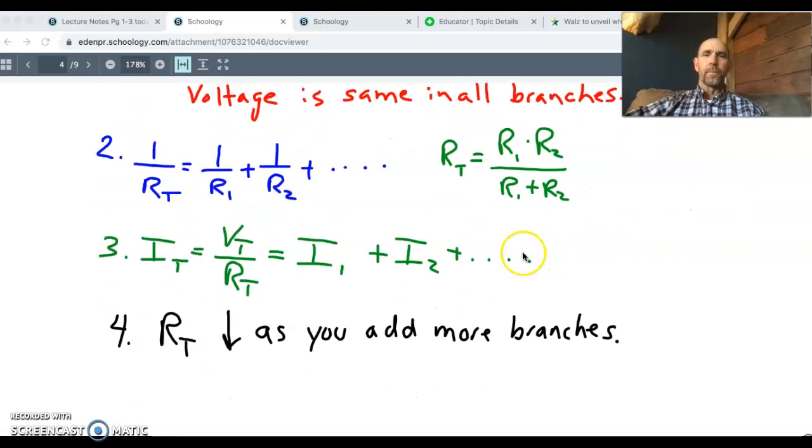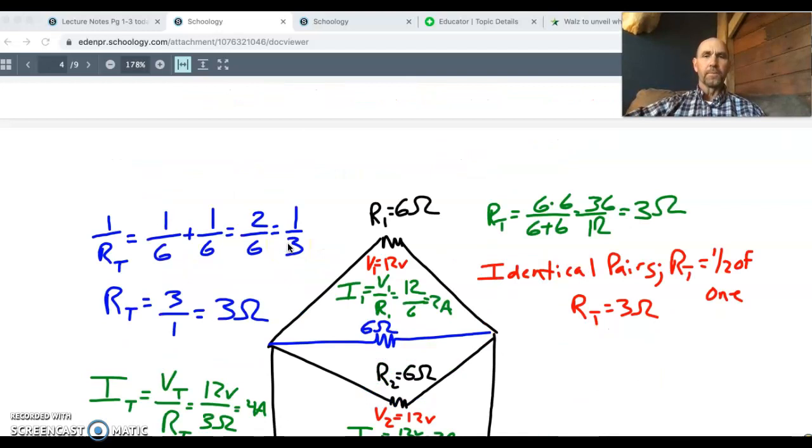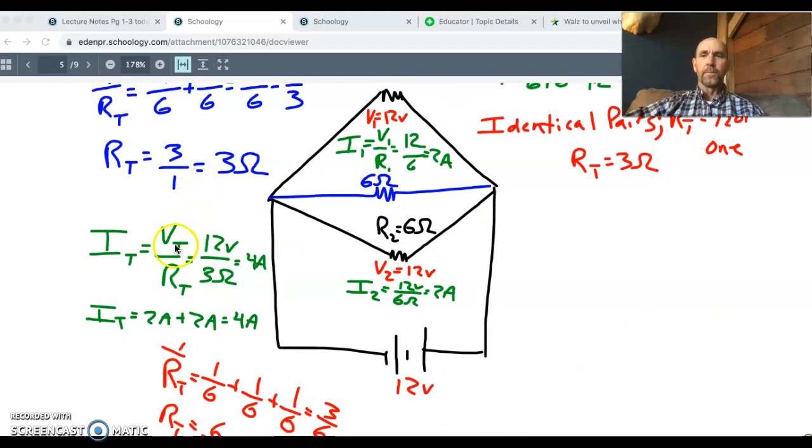Okay, current. Total current, same as before. Total voltage, total resistance, Ohm's law, solving for current. The sum of all of your currents in each of the paths needs to add up to equal your total. So if we go over here, my total current is going to be 12 volts. That's the total voltage. We just found total resistance is 3. 12 divided by 3 is 4.